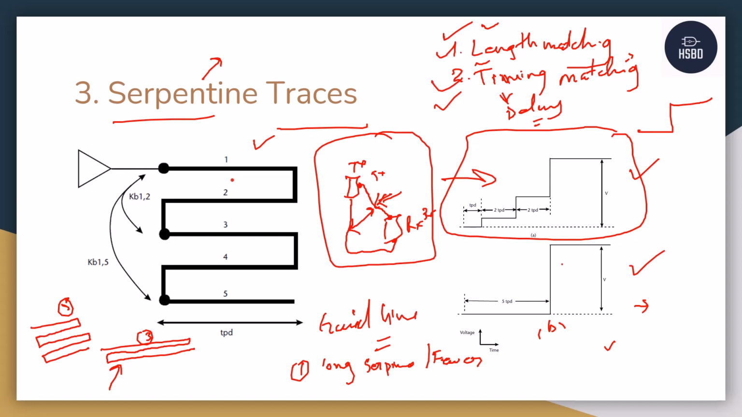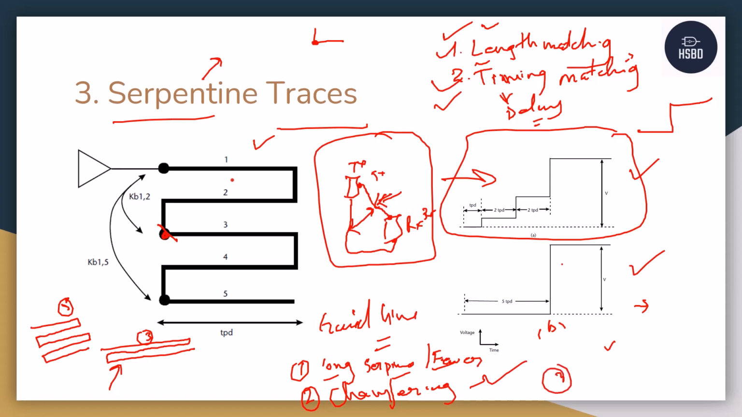How are we going to avoid this? So what are the guidelines? The first guideline is to use long serpentine traces. Second, the edges of the serpentine traces should be kept in such a way that, as I already mentioned, mitering of the trace and chamfering should be done properly for these traces. So the second point is chamfering should be done properly.